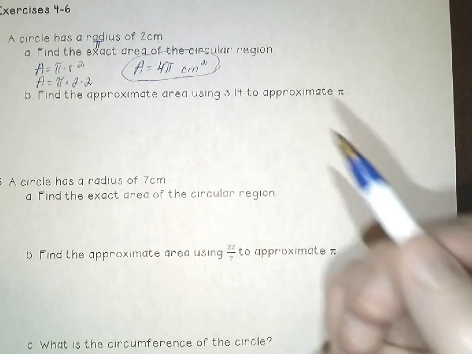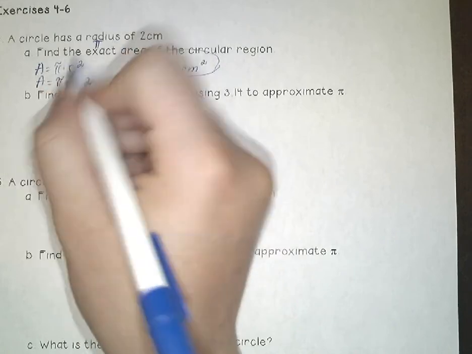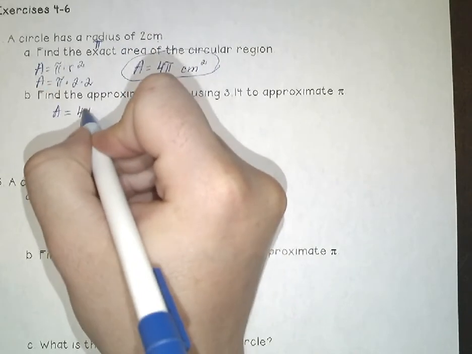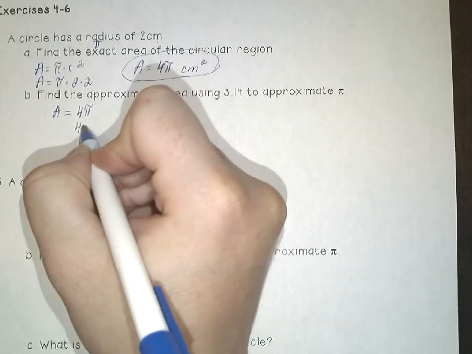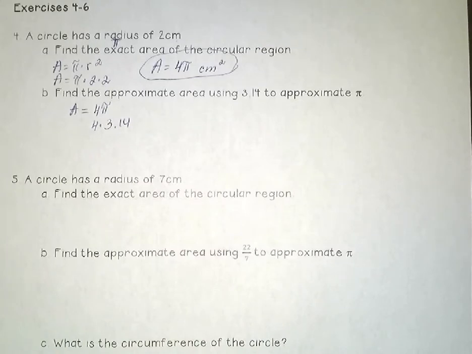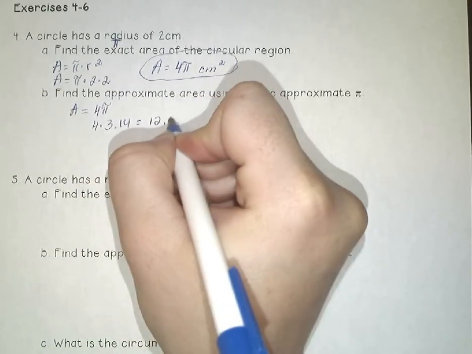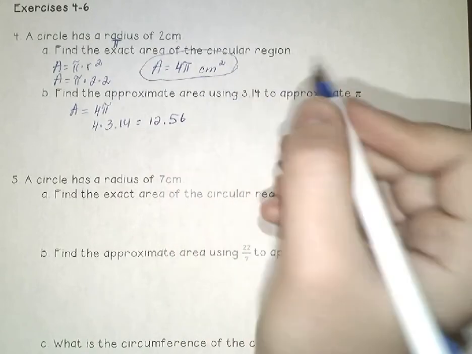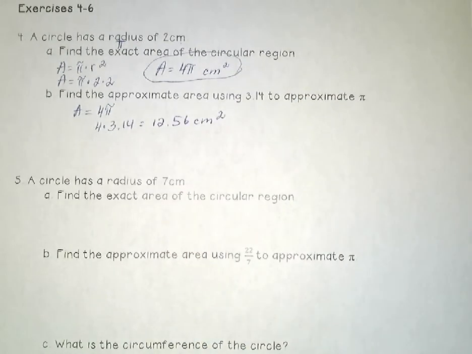Now, the approximate answer is going to be the same formula for pi, but I'm going to actually use 3.14 for pi. So 4 times 3.14, and 4 times 3.14 is 12.56 centimeters squared. That's the approximate answer.